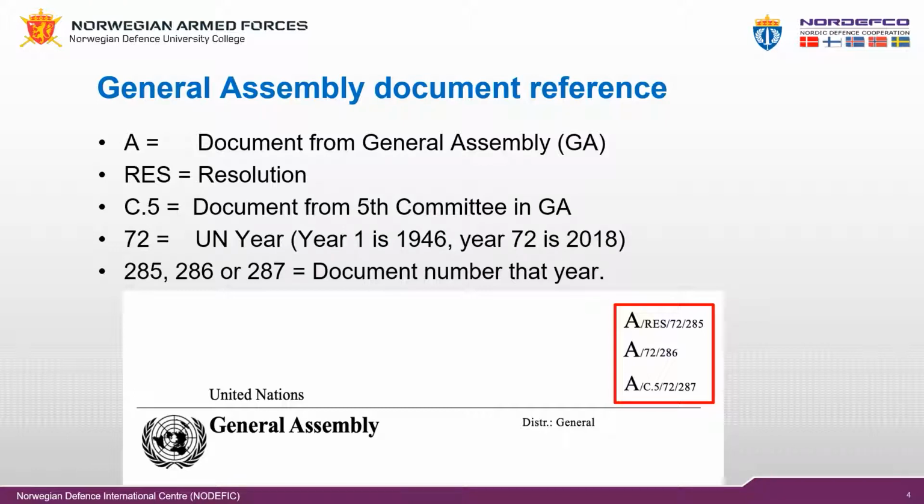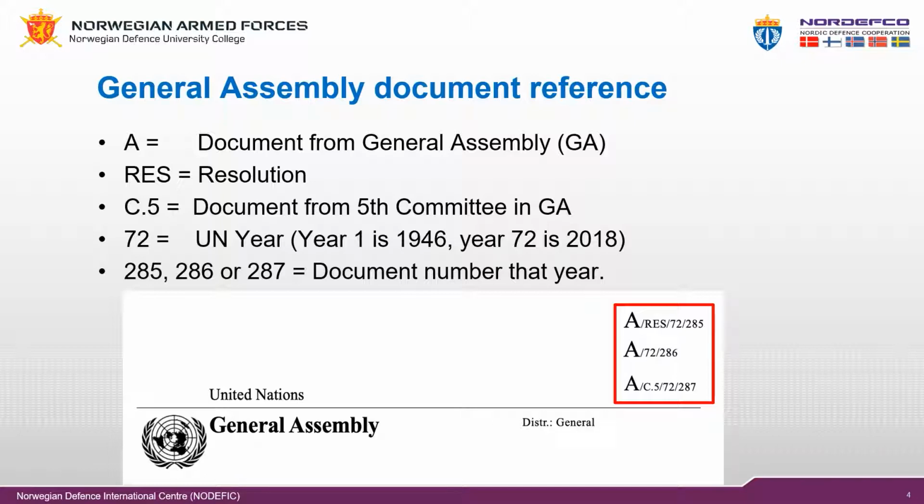Inside the red box, you will see how the reference system on General Assembly documents will look. The letter A describes that this is a document from the General Assembly. RES describes that this is a resolution document. C.5 describes that this document belongs to the 5th committee inside the General Assembly.